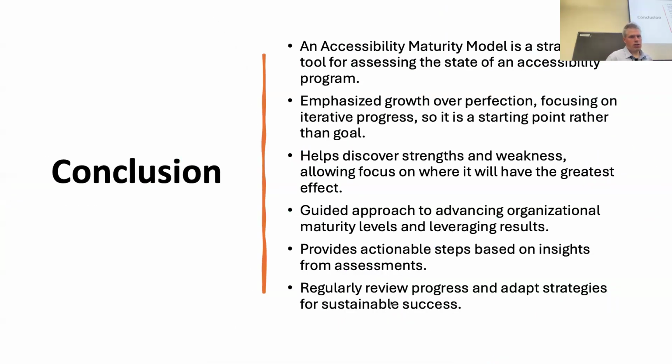Just to conclude, an accessibility maturity model is a strategic tool for assessing the state of an accessibility program. It emphasizes growth over perfection, focusing on an iterative process. So it's a starting point rather than a goal. It helps discover strengths and weaknesses, allowing focus on where it will have the greatest effect, and provides a guided approach to advancing organizational maturity levels. It provides actionable steps based on insights and assessments, and you should regularly review processes and adapt strategies for sustainable growth.